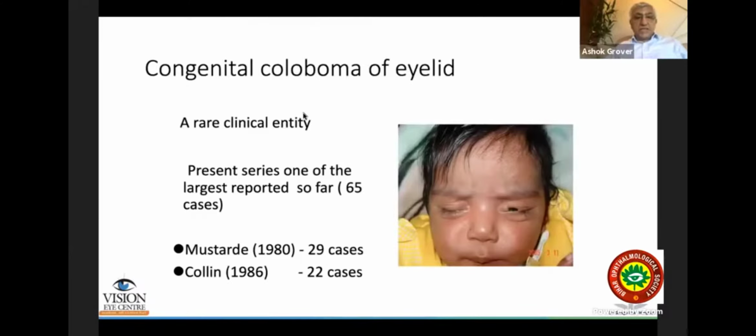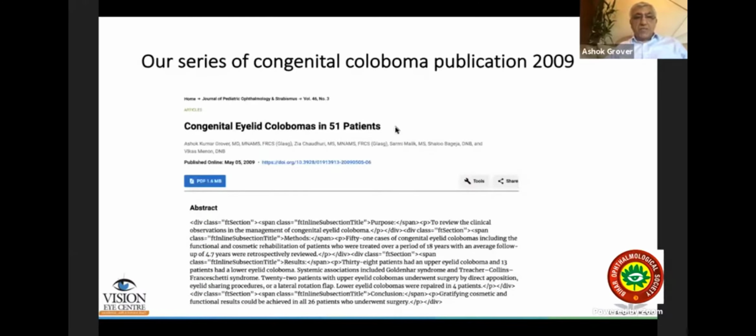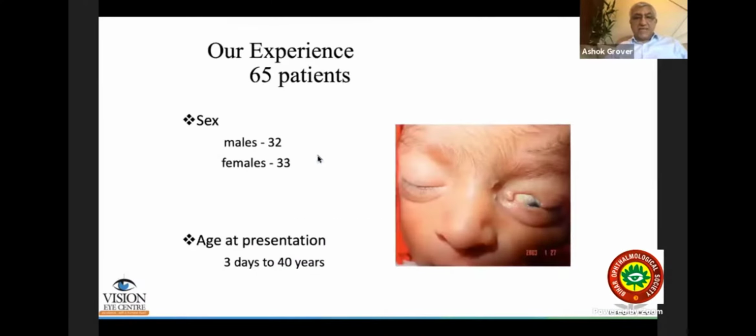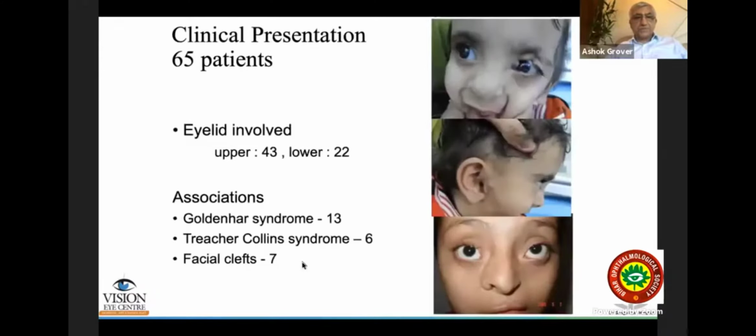So the cases that I'm describing are part of the largest reported series so far, where we reported 51 cases about a decade ago, but now have more than 70 cases, but this is describing 65 of those. Males and females are equally affected, and they may present as early as 3 days after birth to much later.